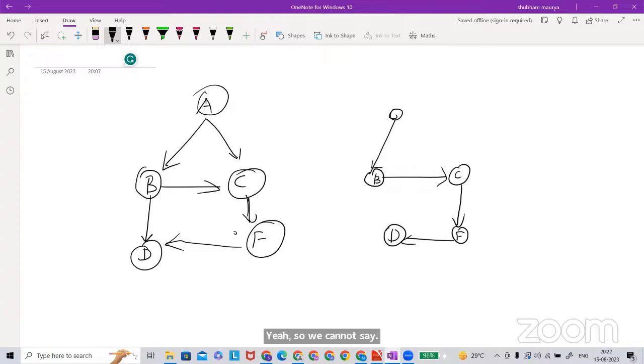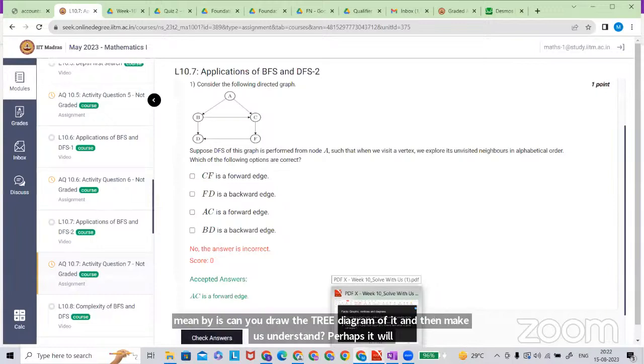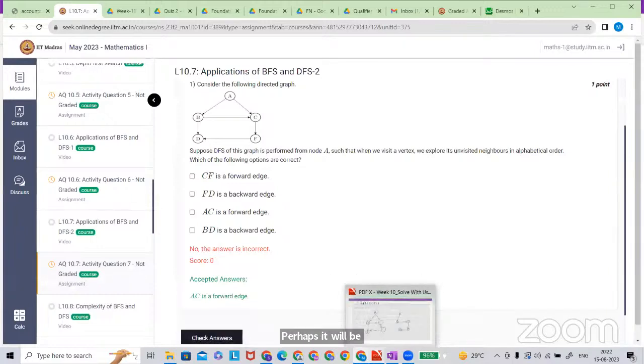Sir, there is also one problem in which there is a misunderstanding, 10.6. Okay, we'll discuss that. Can you describe in a proper way what forward edges and backward edges are? Please, sir, can you clarify this first? When you say tree edges, what do you mean? Can you draw the tree diagram and make us understand? Can we discuss this once the slide is over?